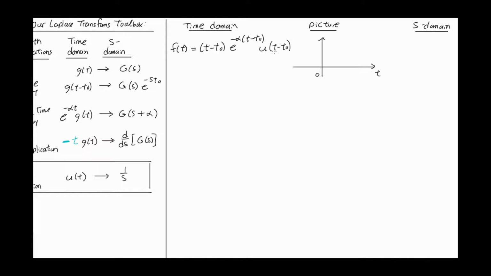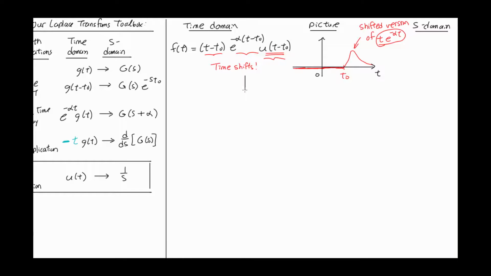So f of t looks something like this. We have a delayed step function right there, so anything prior to t naught, nothing happens. After t naught, we're going to have 2 time shifted terms. So whatever I'm going to draw here should be a time shifted version of t times e to the negative alpha t, which looks like that.